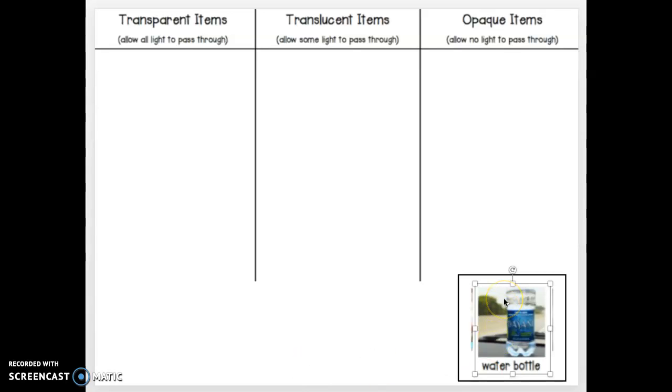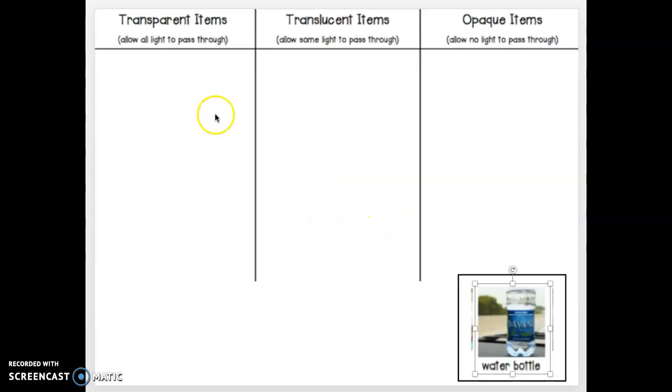Okay, boys and girls, we're going to take a look at the difference between transparent, translucent, and opaque items with everyday items that you should be familiar with. We're first going to start looking at each of the three categories. Transparent items are items that allow light to pass completely through. Translucent items allow some light to pass through. And opaque items don't let any light through whatsoever.